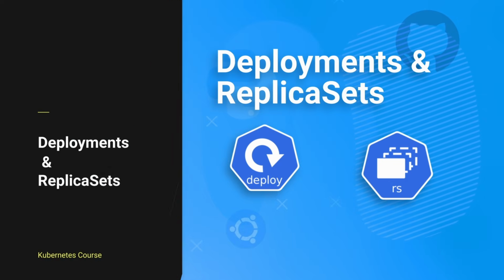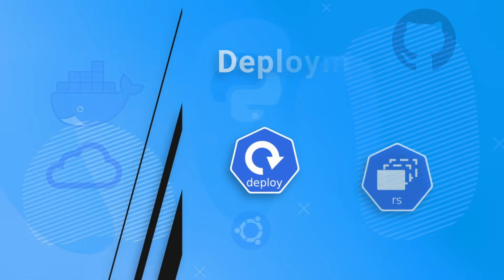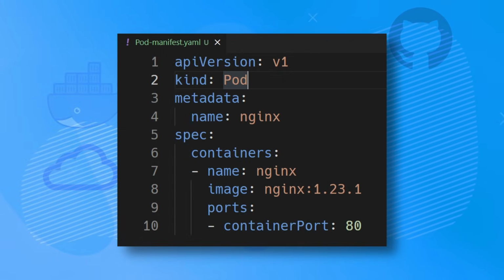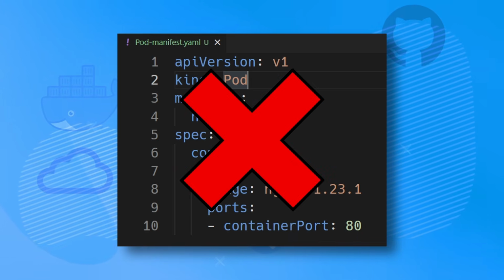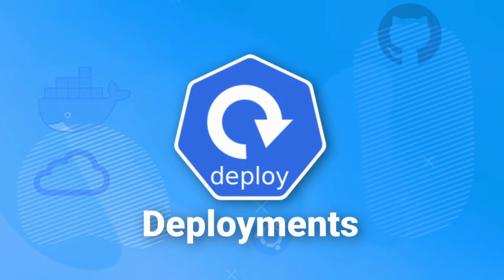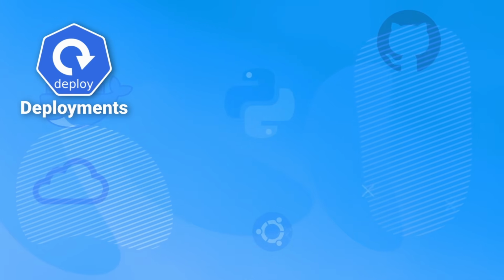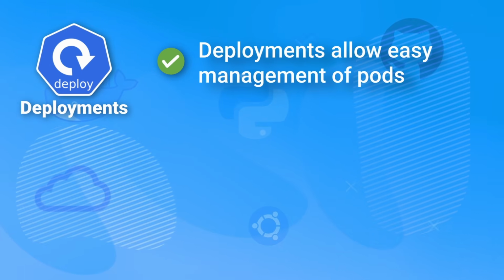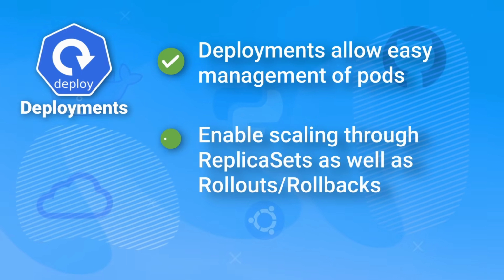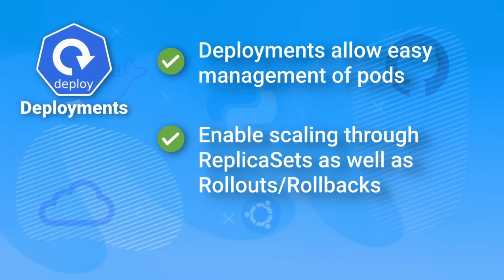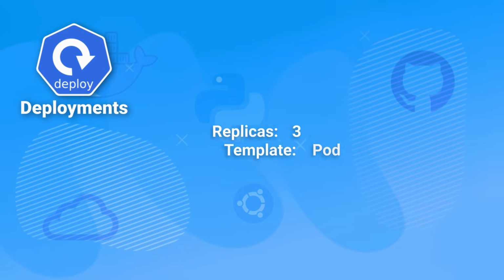Deployments and replica sets. As mentioned, pods can be created and managed individually. However, in the real world, this is rare. It's much more common to use a higher level abstraction known as deployments to manage your Kubernetes applications. Deployments configure replica sets that allow pod scaling, as well as can be used to manage seamless updates to pods through rollouts and rollbacks. When you create a deployment, it creates a replica set for that pod version.